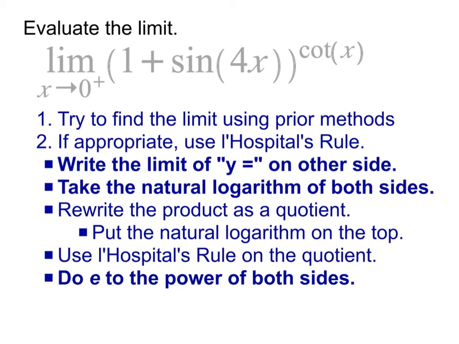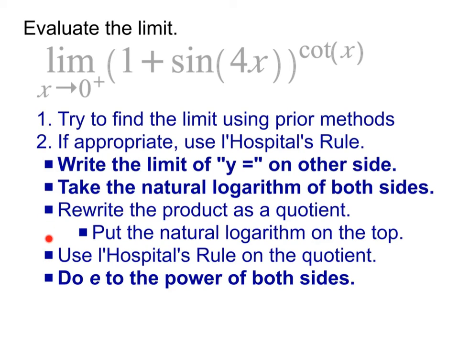This is now the process that we need to have down for doing this type of a problem. The first thing we did was we tried to find the limit using prior methods. The only one that would even have a chance here of working was direct substitution. And so we did that. We plugged in the 0 at the start, and we saw that it gave us an indeterminate form. And so that told us that we had to use something else. We had to go to L'Hopital's rule. So in order to use L'Hopital's rule with this type of problem, we first wrote the limit of y equals on the other side. Then we took the natural logarithm of both sides. That got us to the product.